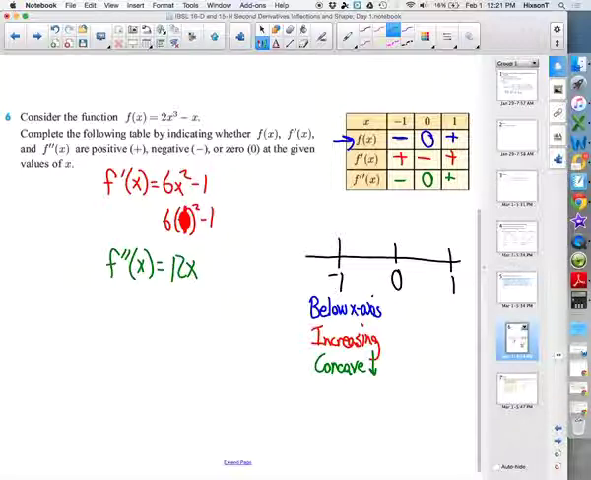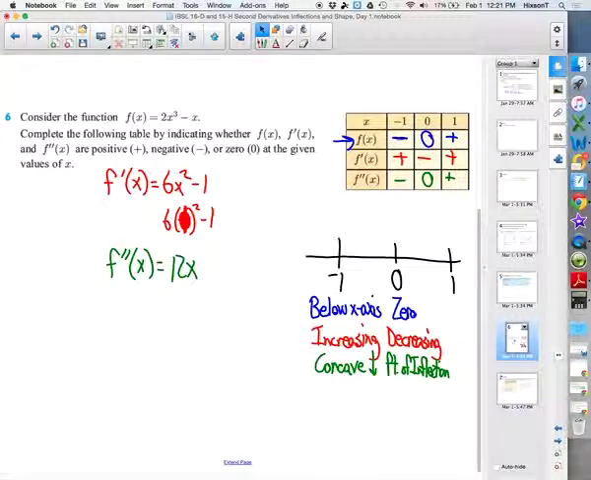Now at 0, we have a 0 of the function, so that's an x-intercept. We are now decreasing. And also, our second derivative equals 0. As we're going to see today, that actually means that we have what's called a point of inflection. We'll define what that is in a moment.